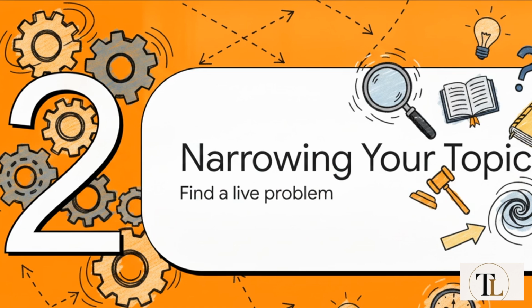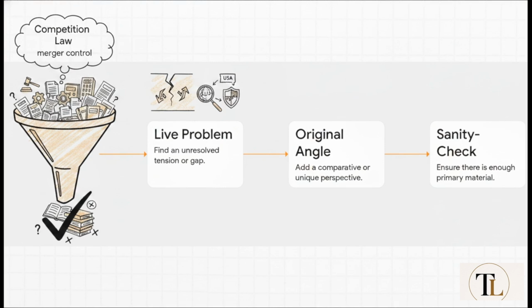Believe me, this is the phase that will dictate whether your next month of research is a total breeze or absolutely miserable. You've got to use the funnel method. Step 1, start with a really broad subject. In our sample, that broad area is competition law, specifically merger control. But obviously, that's way too massive. So step 2, you narrow it down to a live problem. Basically, find a place where the law is totally unclear or where courts are actively disagreeing.